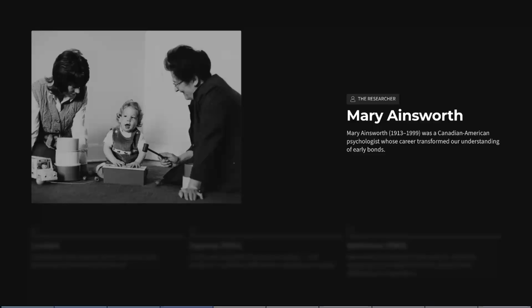Mary Ainsworth was born in Glendale, Ohio in 1913 and died in Charlottesville, Virginia in 1999. Her career spanned more than 5 decades and produced what is arguably the single most important observational method in developmental psychology. Here, we trace her career through 3 phases, and each one matters.